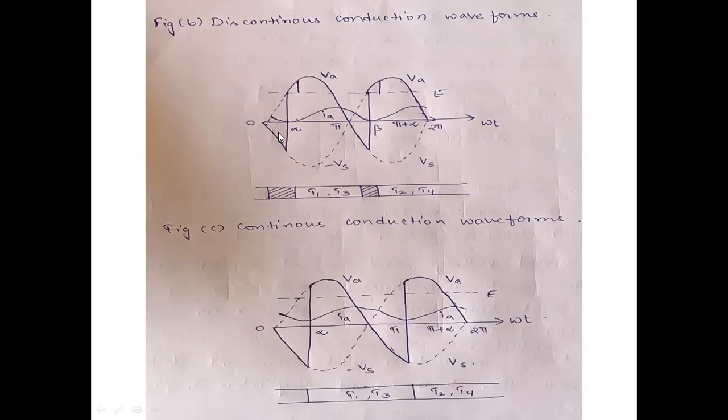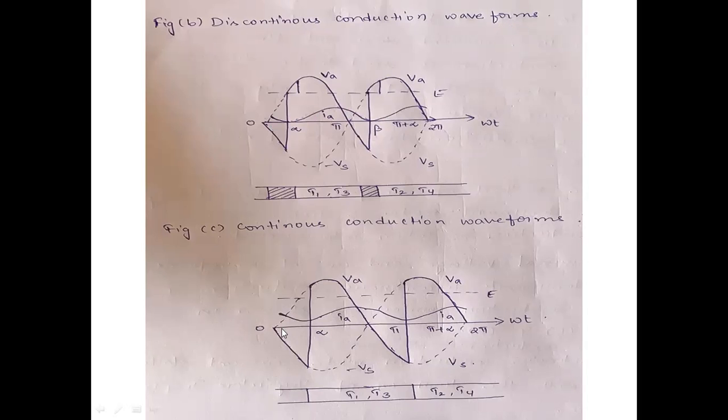So depending upon the current IA, we distinguish between the conduction waveforms. When at some times IA is equal to 0, the current is not continuous there. This is called the discontinuous conduction waveform.